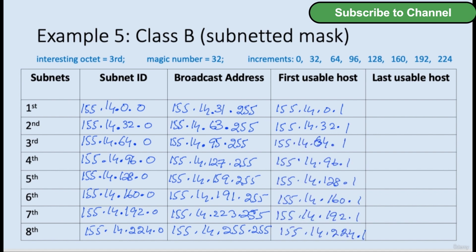Last usable address is always the previous of the broadcast. Broadcast is 155.14.31.255. So last usable will become 155.14.31.254. Last usable is always the previous of the broadcast. So broadcast here is 155.14.63.255. So last usable will become 254. And now I'm going to fill the other values.